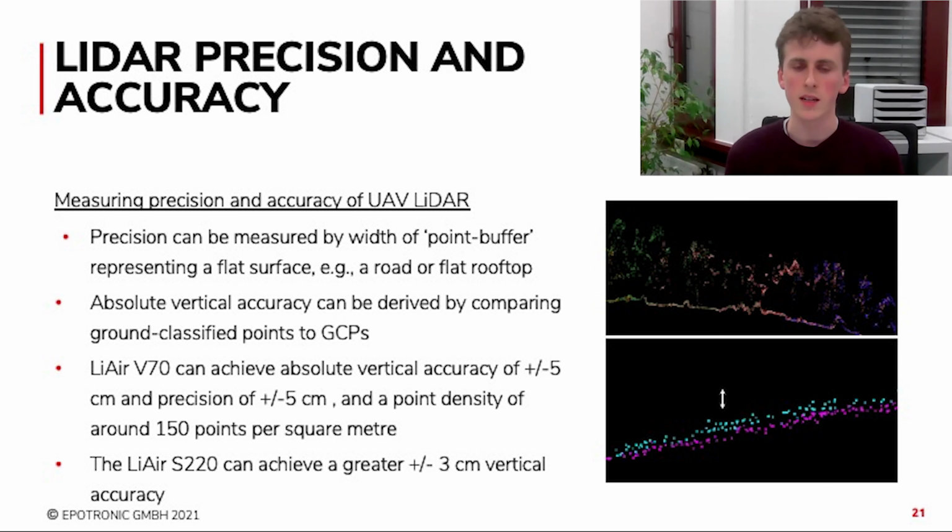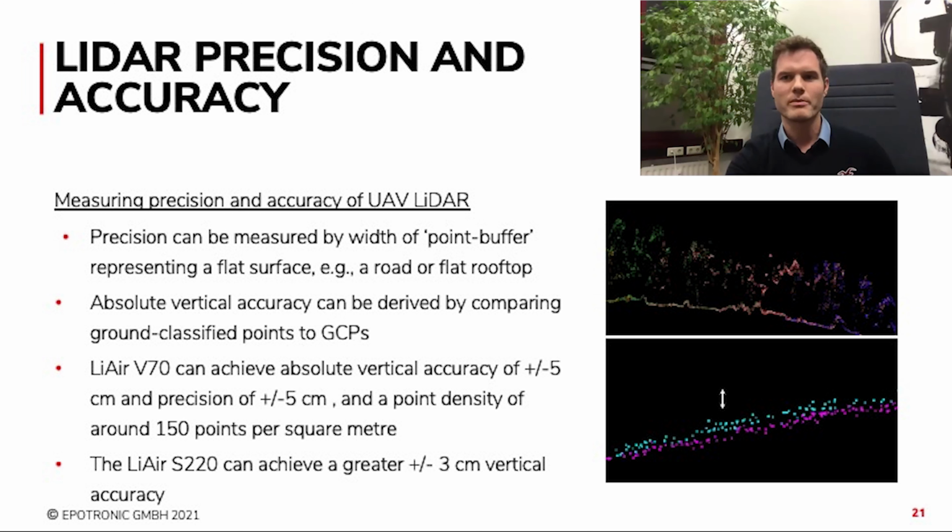So generally with the LiDAR V70, you can get a vertical accuracy of plus or minus 5 centimeters and a precision of plus or minus 5 centimeters. And from our tests, we saw a point density of around 150 points per square meter. Of course, this depends on the sensor type being used. If you're taking the Regal setup, the 250 from GreenValley, for example, then it could also be 3 centimeters RMSE on the Z-axis.